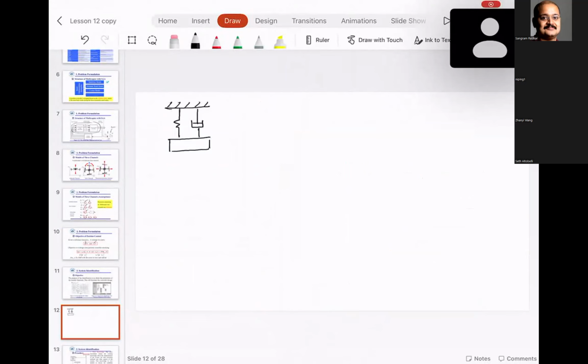So what you have is M in kilograms, C in Newton meter per second, and K, which is Newton per meter. K is stiffness, C is damping, and M is mass.